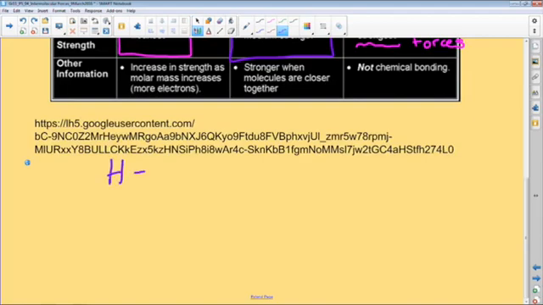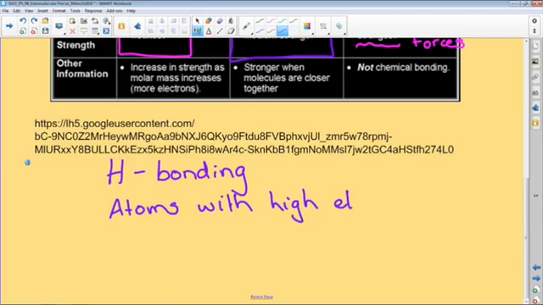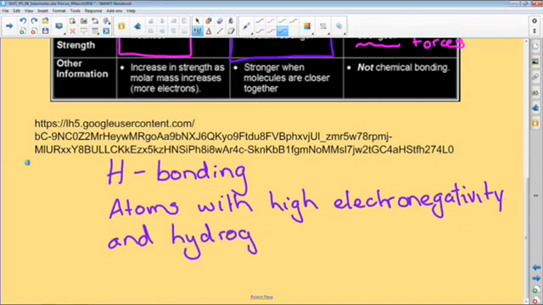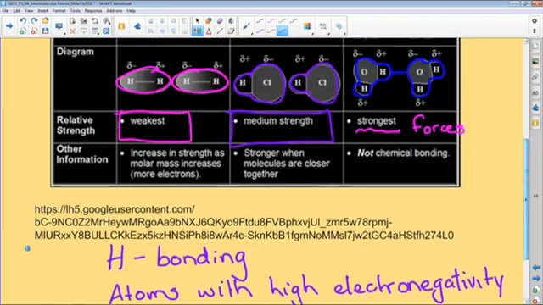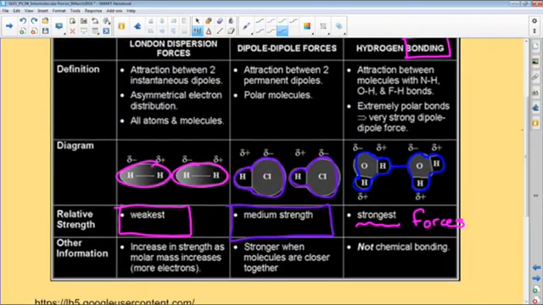Okay, I'm just going to call them H bonds. It should be hydrogen bonding. They occur between atoms with a high electronegativity and hydrogen. All right, and you will see here it said to us NH, OH, and FH.